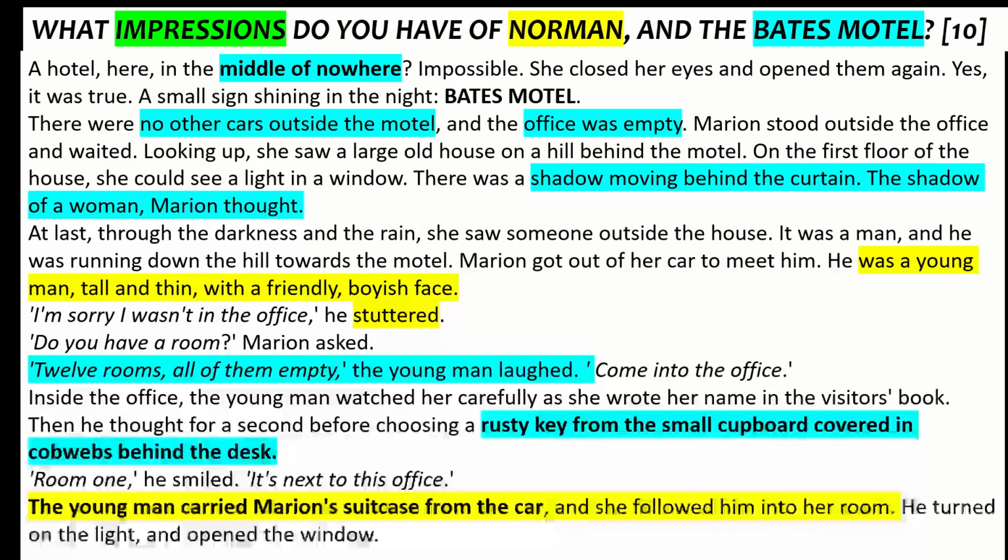Remember, if you're doing 8 quotes, you don't need 8 impressions. So I think a theme of this extract is that Norman does look young. He is immature. So you can maybe make that point and give me 3 or 4 quotes to prove it. So boyish face, meaning he looks young, tall and thin. He stuttered. Maybe this is telling me that he's shy talking to Marion. Maybe he's nervous talking to her.